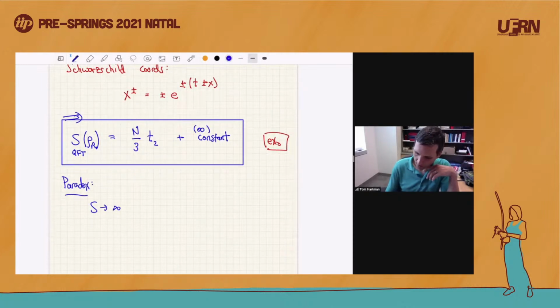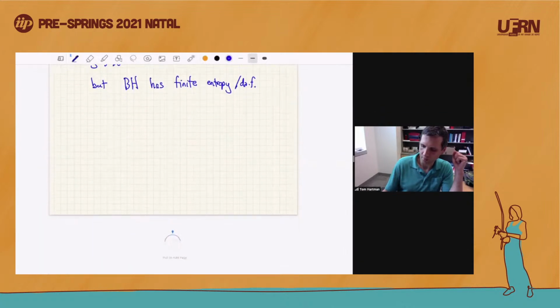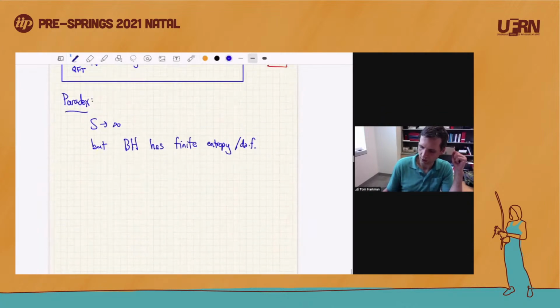Why is it a paradox? Because the black hole has finite entropy if it's a unitary system made up of some quantum mechanical degrees of freedom. Okay, so we have ourselves an information paradox. It's essentially the same as the usual information paradox, but in the context of this eternal black hole.